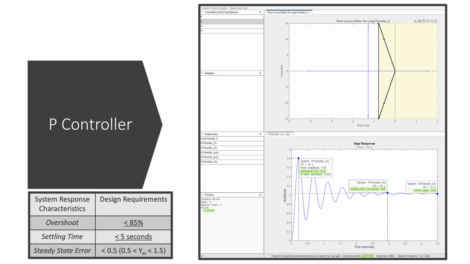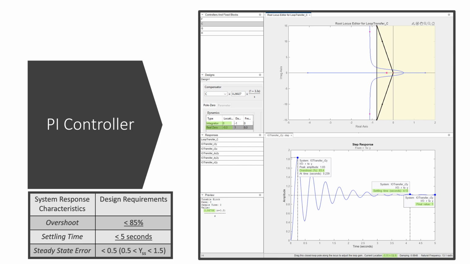So the first P controller was underdamped, as you can see in the bottom right. In each of these, the bottom left table shows the design requirements. So this controller only had us adjusting the closed loop poles. We were not adding any additional open loop poles or zeros.